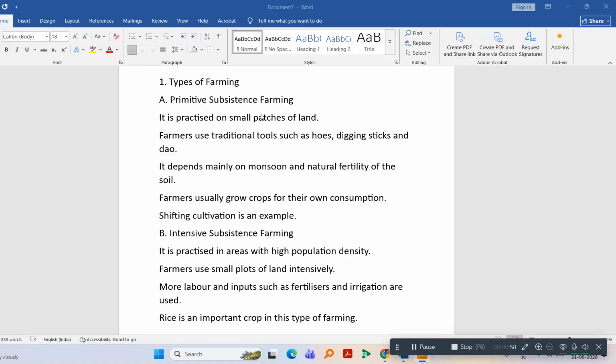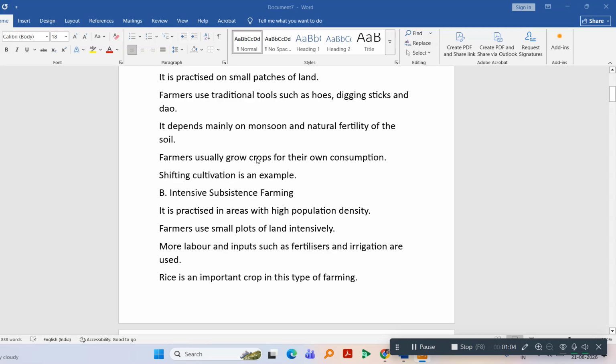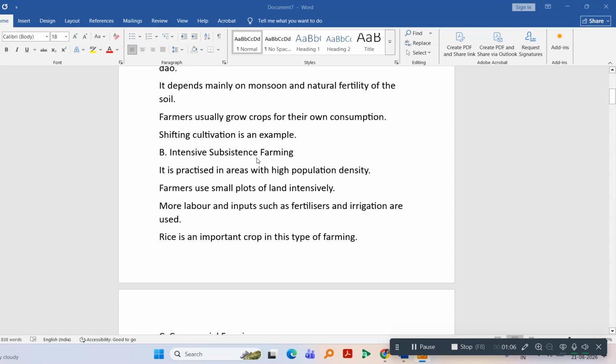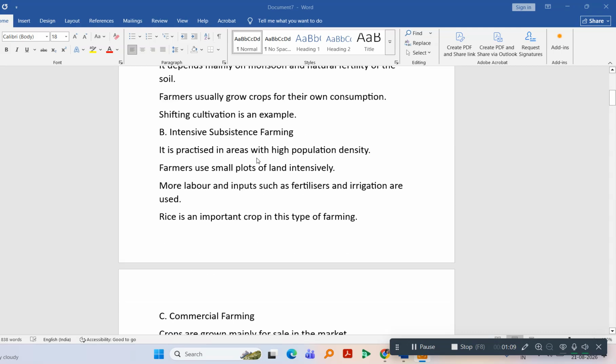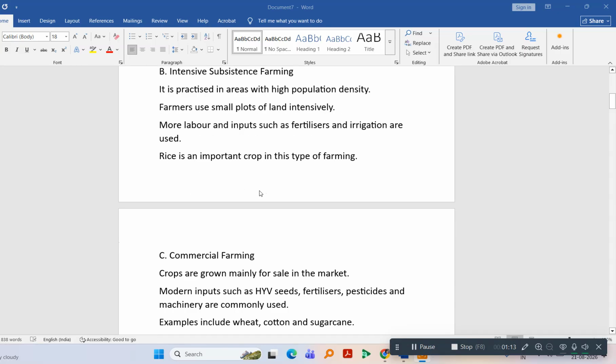Let's talk about intensive subsistence farming. It is practiced in areas with high population density. Farmers use small plots of land intensively. More labor and inputs such as fertilizers and irrigation are used. Rice is an important crop in this type of farming.